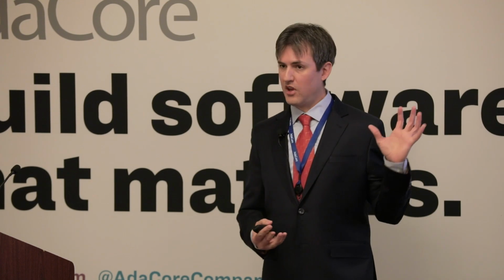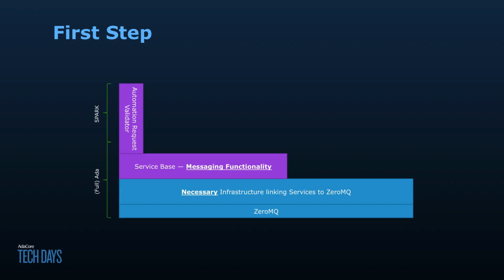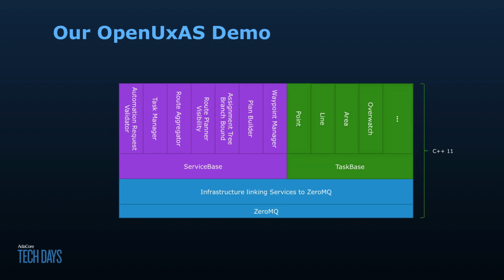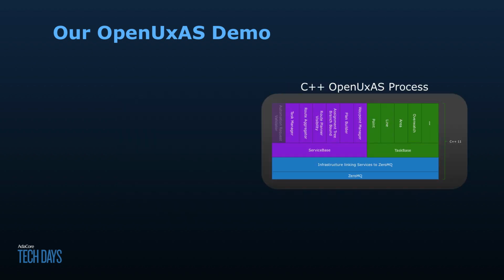So this was our first step. We rewrote the automation request validator in Spark and a lot of underlying infrastructure in Ada so that we could put together a demo. And the way we did this demo is we took the original C++11 code and we turned off the automation request validator in its configuration file. We then kicked this off in its own process.